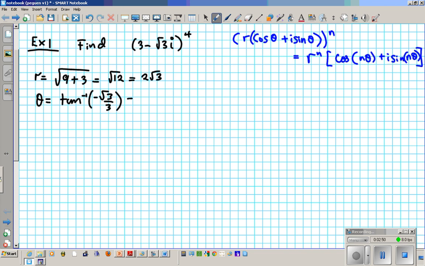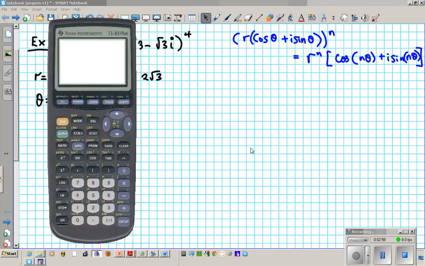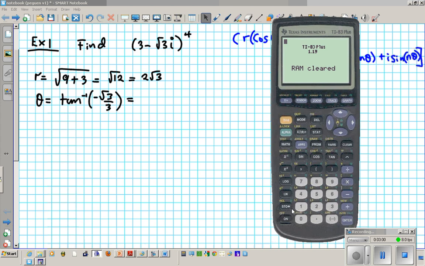We can do that with a calculator. Plug that into your calculator. Put it in degree mode first, since I would prefer working in degrees. Inverse tan of negative root 3 over 3 gives negative 30 degrees. So our theta is negative 30 degrees.